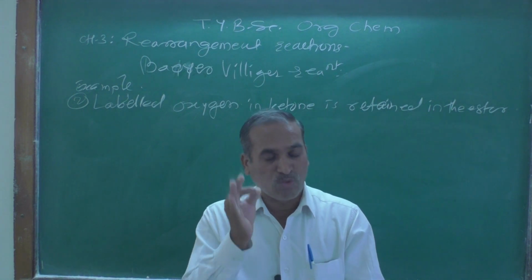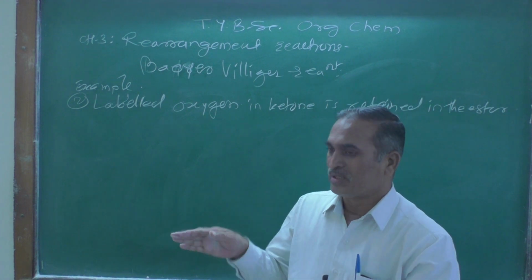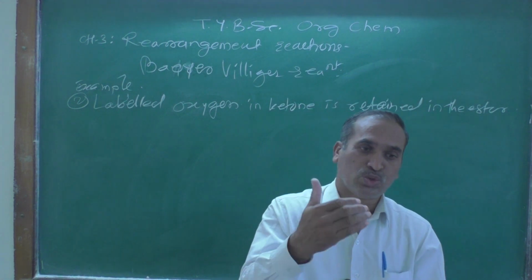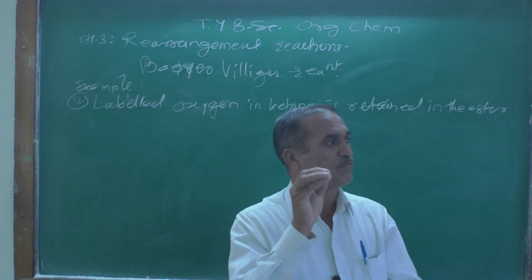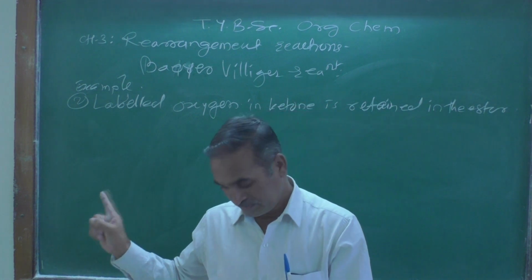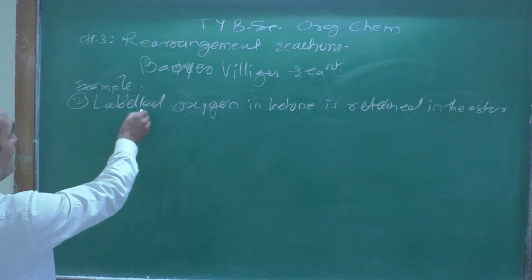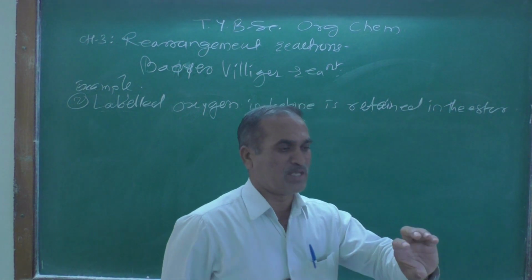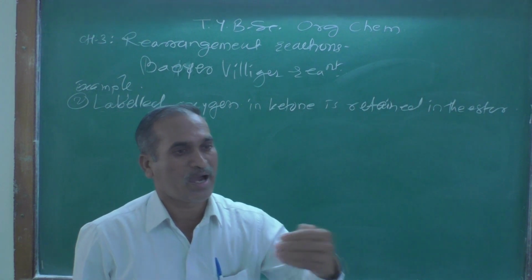So for labeling, what is the purpose of labeling that oxygen atom? Here the scientists, this Baeyer-Villiger scientists, are trying to prove that the carbonyl group is coming from the ketone, not from the peracid. So that's why it is known as a labeled oxygen. Oxygen is generally labeled, meaning that the oxygen atom is used as a higher isotope.